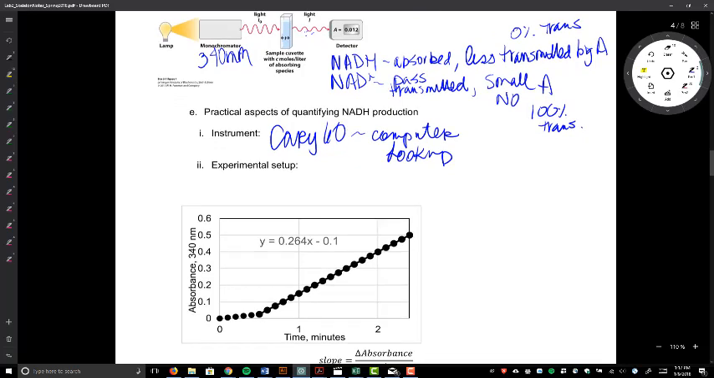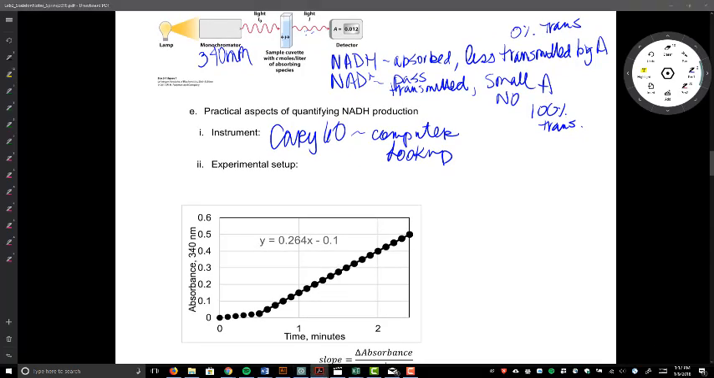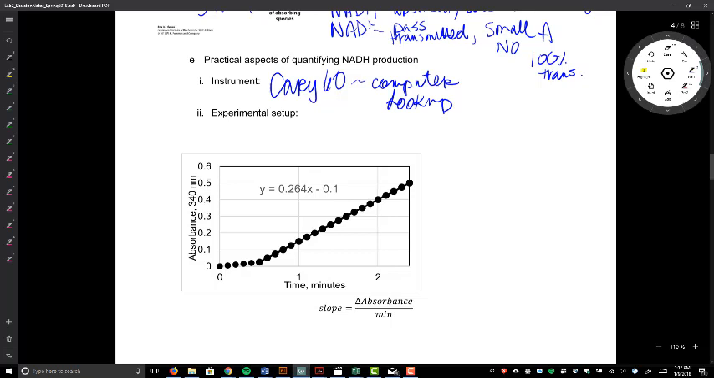And the data that you generate are going to look like this. And so the portion down here comes from your blank where you have your cocktail. So that's just your lactate and your NAD plus. Then at this point, you're going to add LDH. And after LDH is added, you'll notice that there's this beautiful line over the course of 2 minutes. And the slope of this line, which is the change in absorbance per minute, can be converted into the velocity of the reaction.